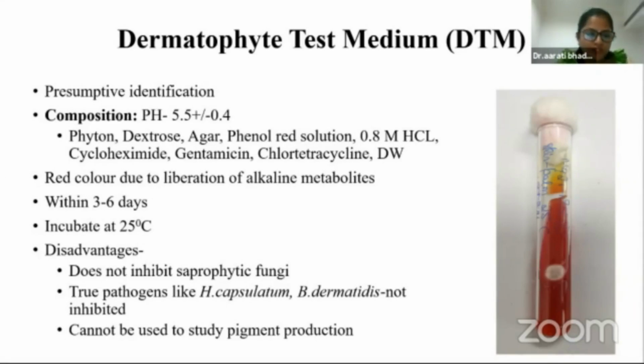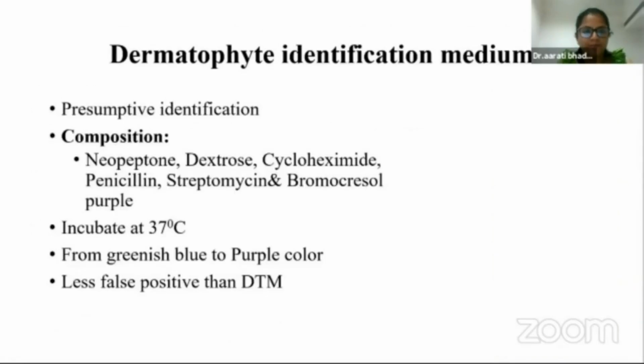The disadvantage of this medium is it does not inhibit the saprophytic fungi, and true pathogens like Histoplasma capsulatum and Cryptococcus are not inhibited. So they will also produce a change in the color of the medium, and it cannot be used to study the pigment production. For pigment production, we have to subculture it on the SDA or PDA.